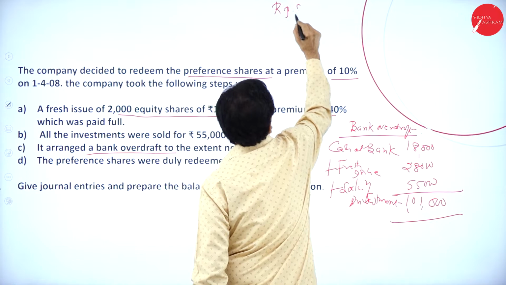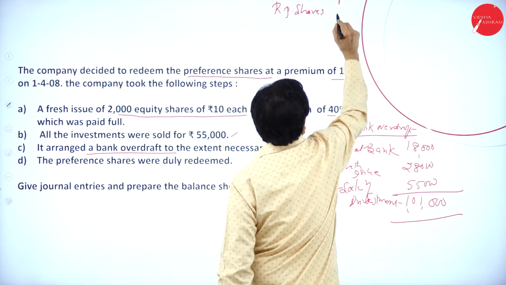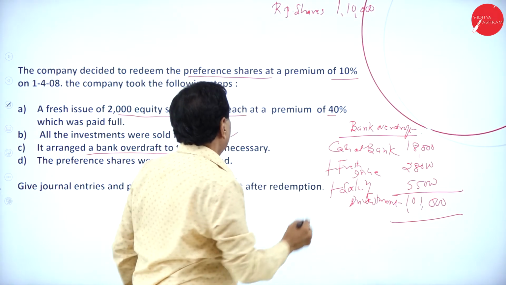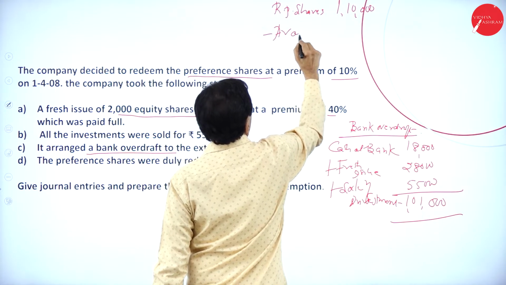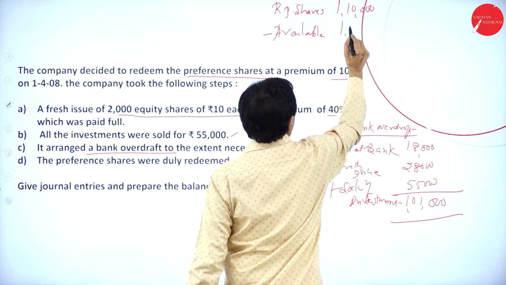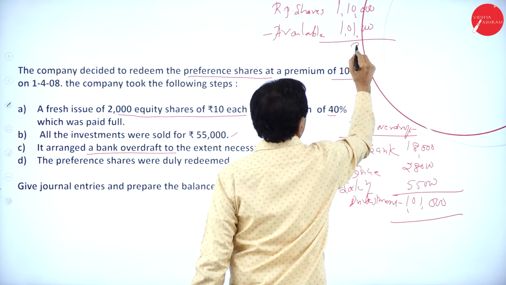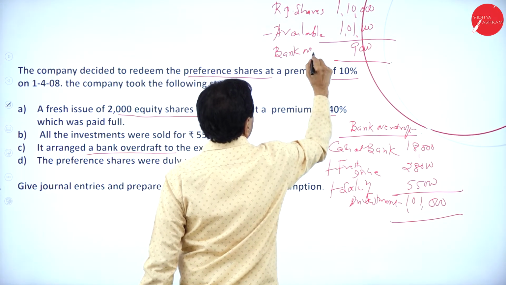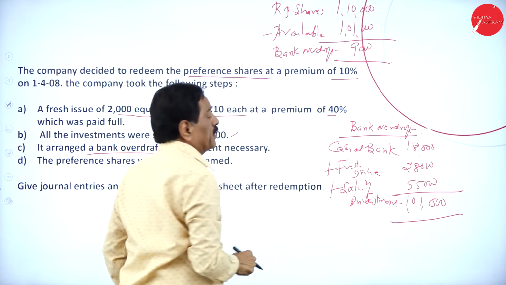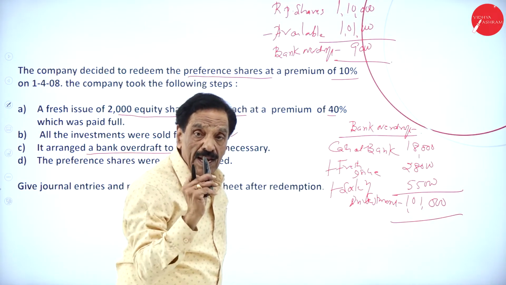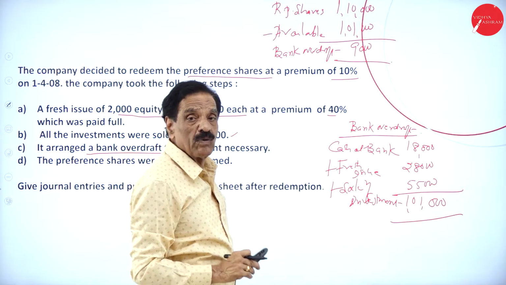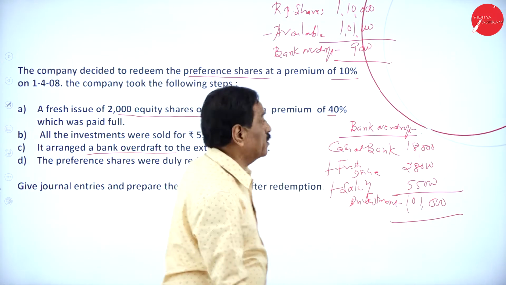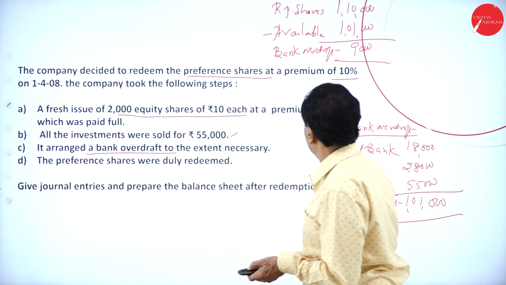Redeemable preference share: 1,10,000 is to be paid. How much money is to be paid? 1,10,000 minus available 1,01,000. So 9,000 is the shortage. So a bank overdraft is to be arranged. Total amount payable is 1,10,000, available is 1,01,000, shortage is 9,000. For that, you have to prepare the bank overdraft amount to the extent of 9,000.